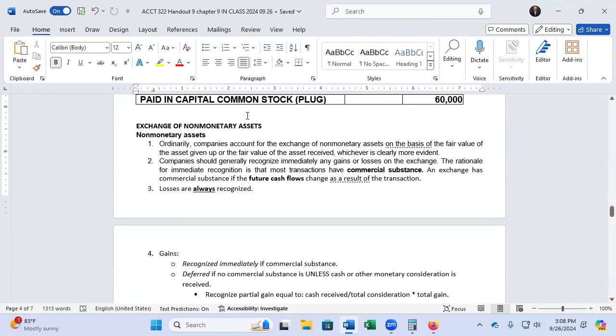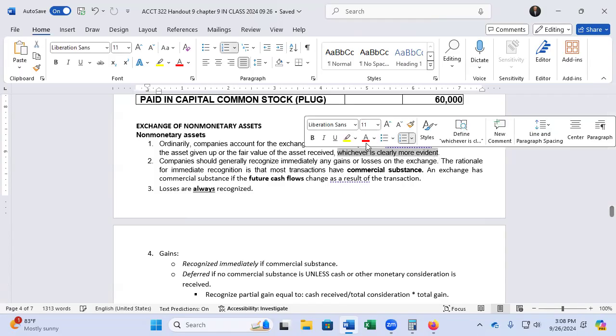And so companies account for the exchange of non-monetary assets on the basis of fair value of the asset given up or the fair value of the asset received. And this is where it's important, whichever is clearly more evident.